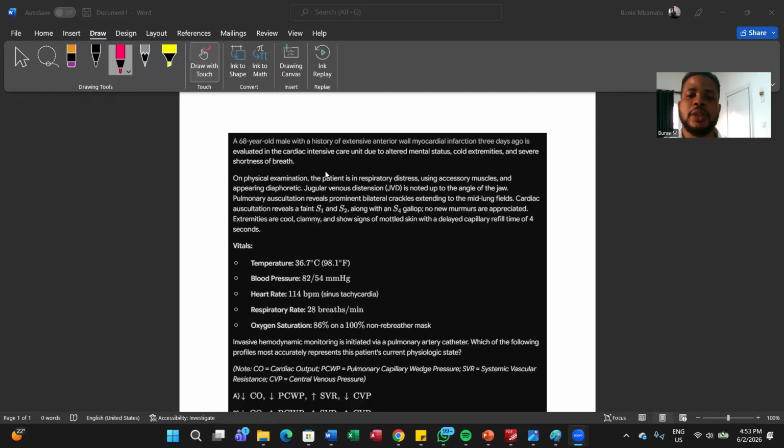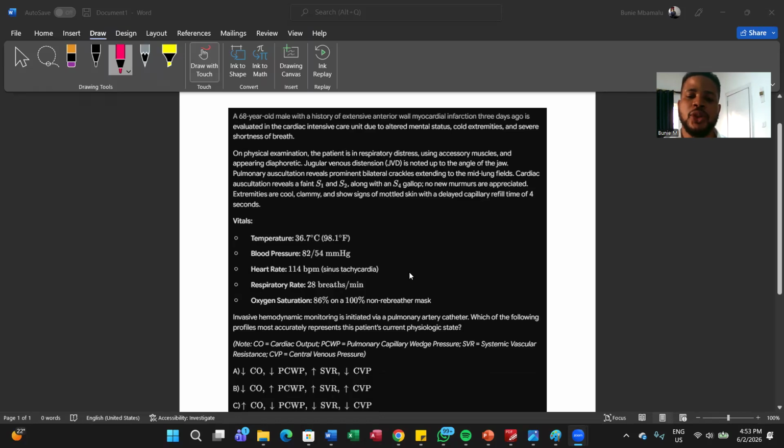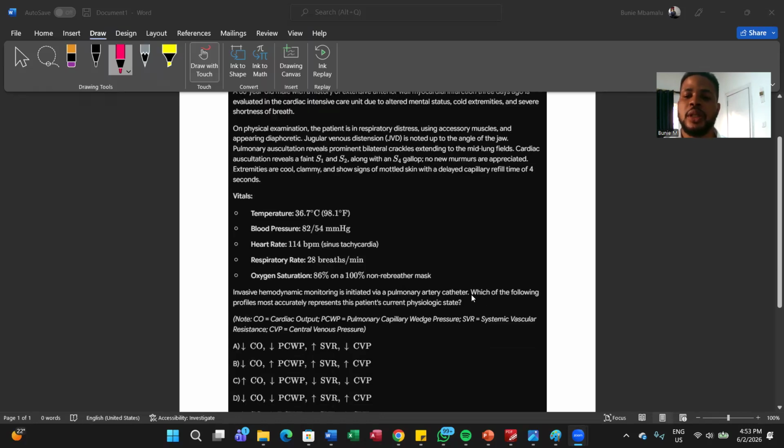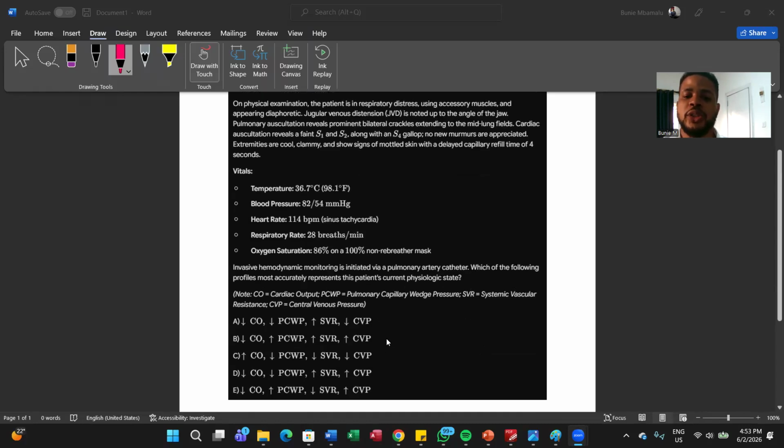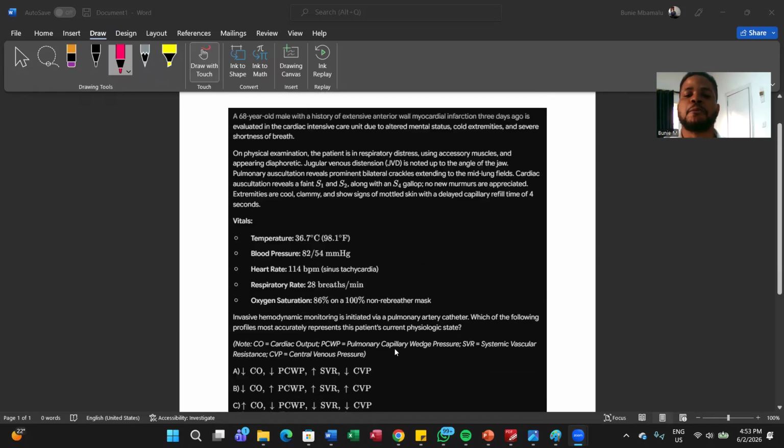Whenever you see a USMLE style question, more often than not, you want to focus on the prompt at the end. Here it says, which of the following profiles most accurately represents this patient's current physiological state? And then you want to evaluate the option choices you have. After you've answered enough questions, you start getting an appreciation of what the question is asking. In this case, these are varieties of parameters that describe different types of shock. So what we want to do is highlight the aspects of the stem that can help us differentiate between the types of shock.